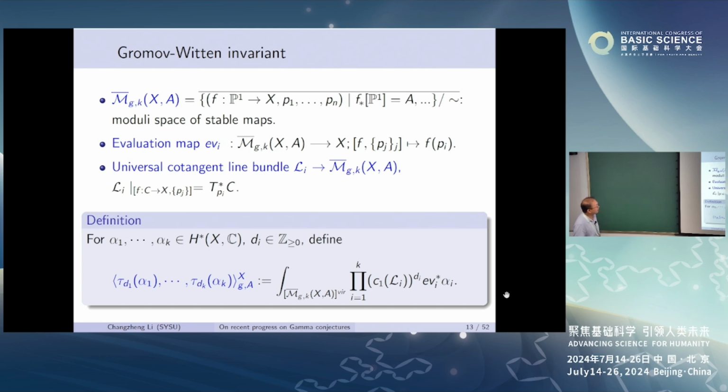The evaluation map simply maps an element to the value of f at the i-th marked point. And L_i is the universal cotangent line bundle, which at a point is just the cotangent space of the curve C at the point p_i. Then you can see that this is the GW invariant. That is, you take the first Chern class of the line bundles and the cohomology classes pulled back from the cohomology classes of X. So in other words, this type of invariant is part of the intersection theory of the moduli space. Okay, that's all.